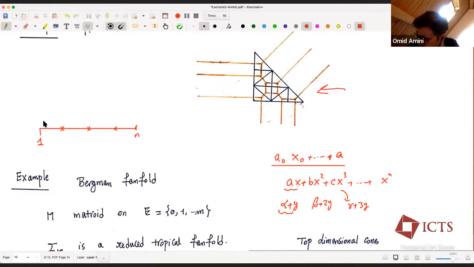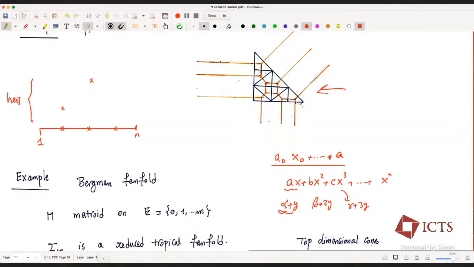For example, this will be lifted here. This will be lifted here. So in this case, you are using these as the heights of these points. Yeah. So this is the height. Exactly. And then you lift it here, and then you lift it here. And then what you do is you just take the convex hull. Exactly, you take the convex hull.